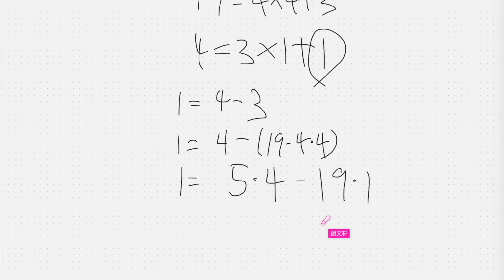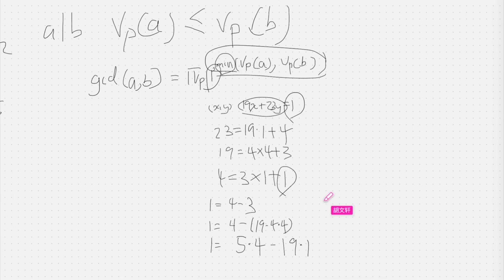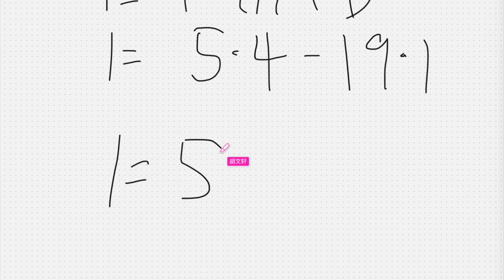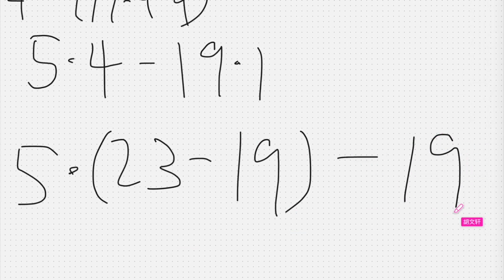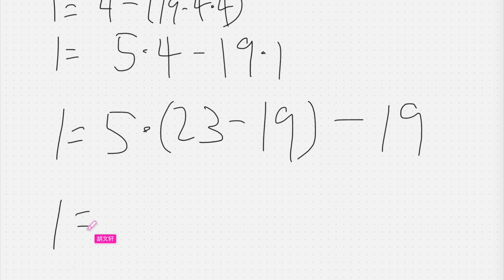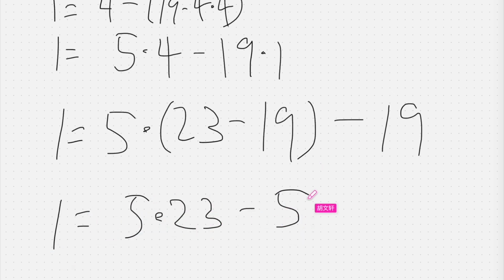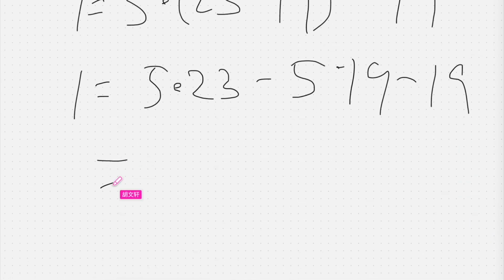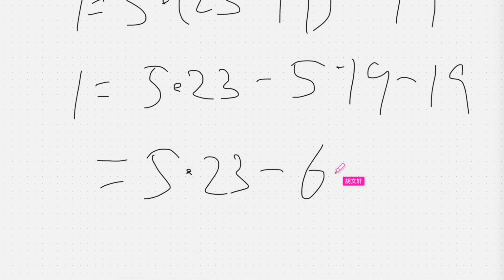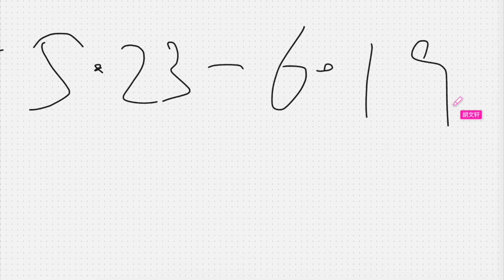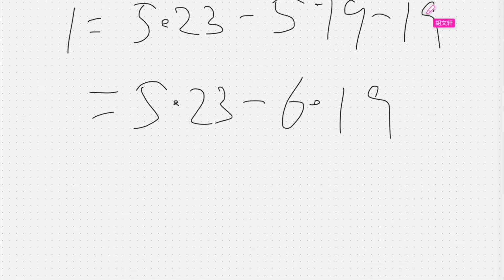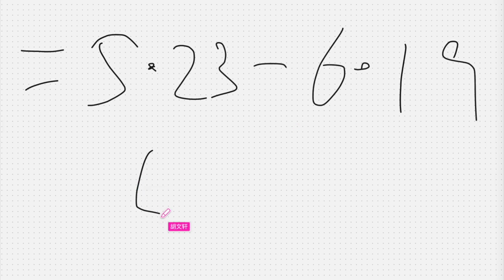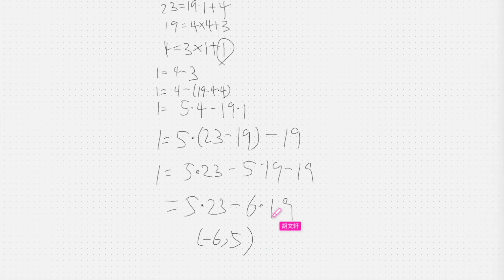And then we can simplify the 4 because we know what the 4 is. 4 is 23 take away 19. So 1 equals 5 times (23 take away 19), take away 19. And then 1 equals 5 times 23, take away 5 times 19, take away 19. So the thing is just 5 times 23, take away 6 times 19. Easy. So a pair of x and y, y is for 23, x for 19, so it would be -6 and 5 as the answer. Yay.